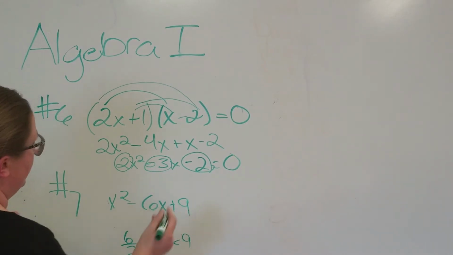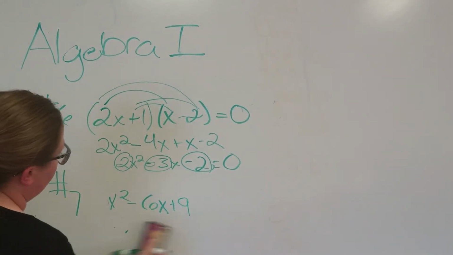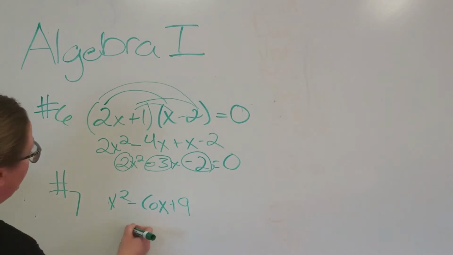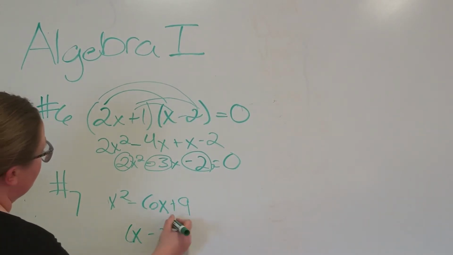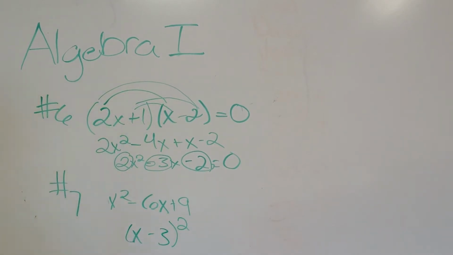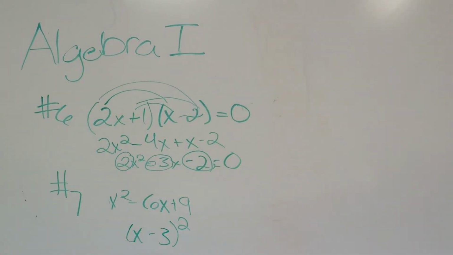to this equation. Now it's a perfect square, so if you were to factor it, you could just go square root of x squared is x, square root of 9 is 3, and it's minus 3 and minus 3. That means they're both minus, and it's a perfect square trinomial. So it can be factored to 2 matching binomials.